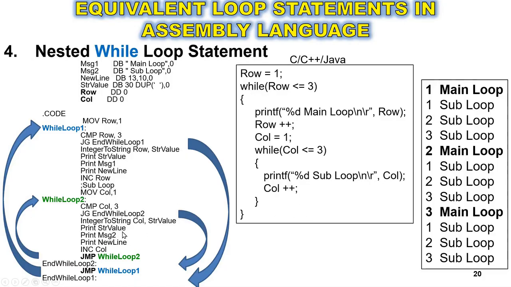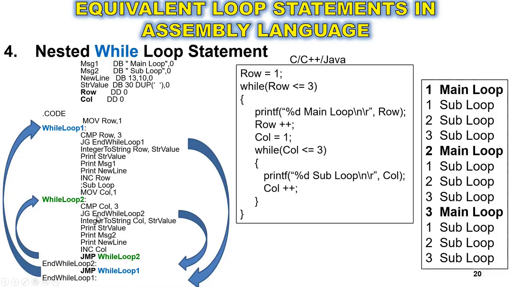It will convert that integer to string, the variable col, and print it onto the console window, which is 1. Next, it will print the message 2, sub loop. Next, it will move the blinking cursor to the next line, and then we add a 1 to the present value of that col. And then we execute the unconditional jump JMP to the while loop 2 label. So this while loop sub loop is going to repeat 3 times.